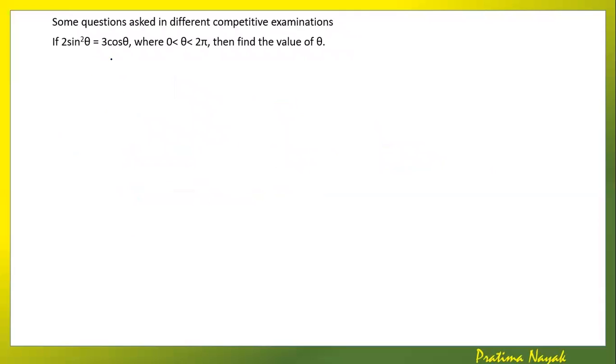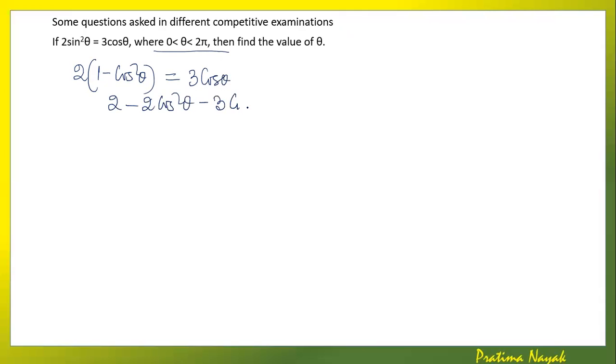Next is 2 sin square theta is equal to 3 cos theta. You have to write the principal value only. You can convert this into cos square theta, so that they will be in one form only, cos theta. So this will be 2 minus 2 cos square theta minus 3 cos theta is 0. So we are getting a quadratic equation. So 2 cos square theta plus 3 cos theta minus 2 is equal to 0, by eliminating the negative sign.